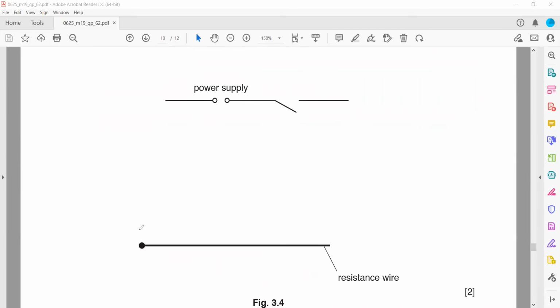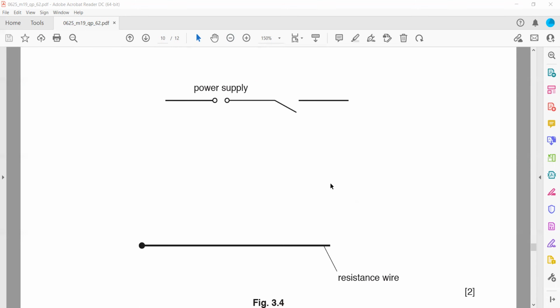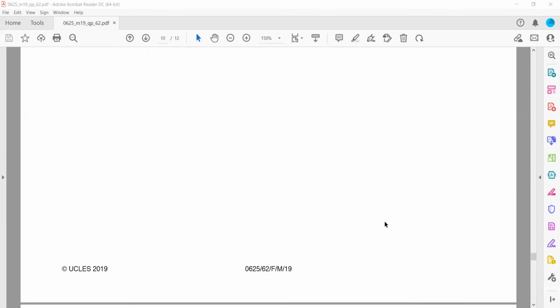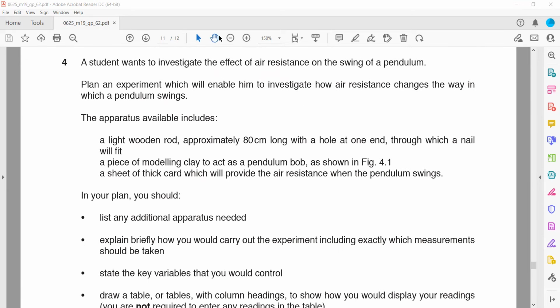The resistance wire is already shown, so you just have to complete the voltmeter. A crocodile clip is there, connected to a crocodile clip. An ammeter is there and the variable resistor. The last question is about the planning of the experiment. We have already discussed different experiments.